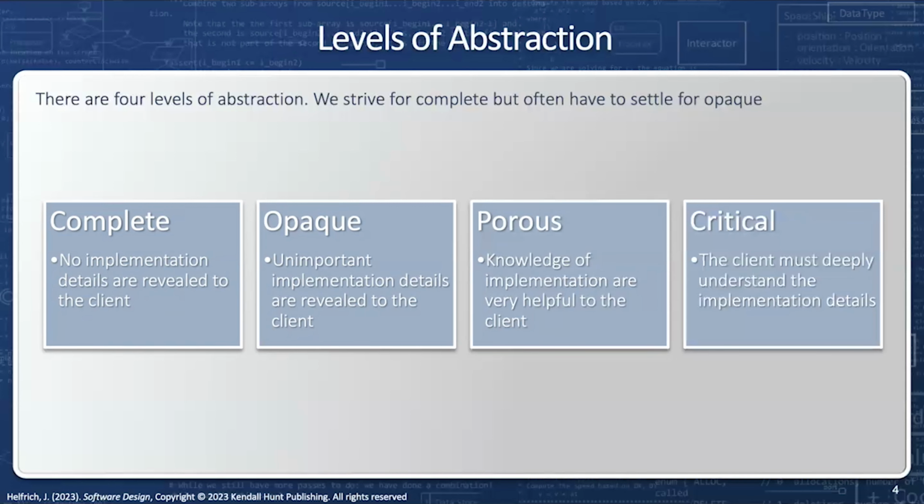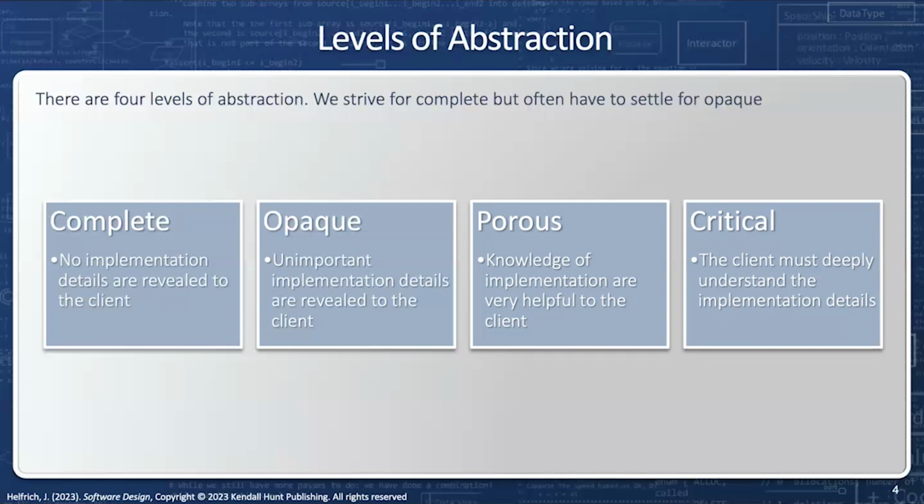The client must deeply understand implementation details. Perhaps the best or maybe worst example of this is a linked list. The client has to know all about the pointer to the next and previous item in order to use the list effectively. Otherwise, we're going to have a circular list or a broken link or lost nodes or a bunch of other things. Another bad example of critical abstraction is a C string in C. The client has to know about the null character, otherwise we're going to have a malformed string.